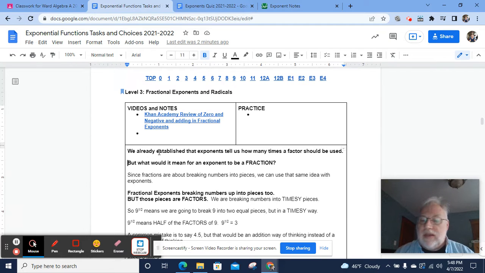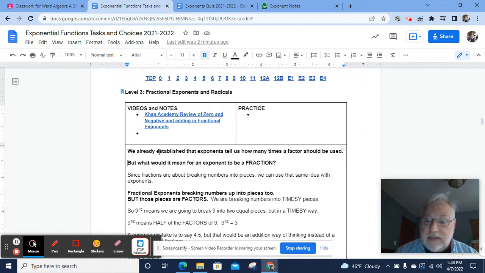Well, an exponent, if it's a positive whole number type exponent, then it tells us how many times we're using something as a factor. If it's a negative number, it tells us how many times we're using the base as a divisor. And if it's 0, it tells us we're not using the base at all as a factor, and all we're going to leave behind is a 1. When it's a fraction, though, we're considering how many equal pieces we are going to break the base into.